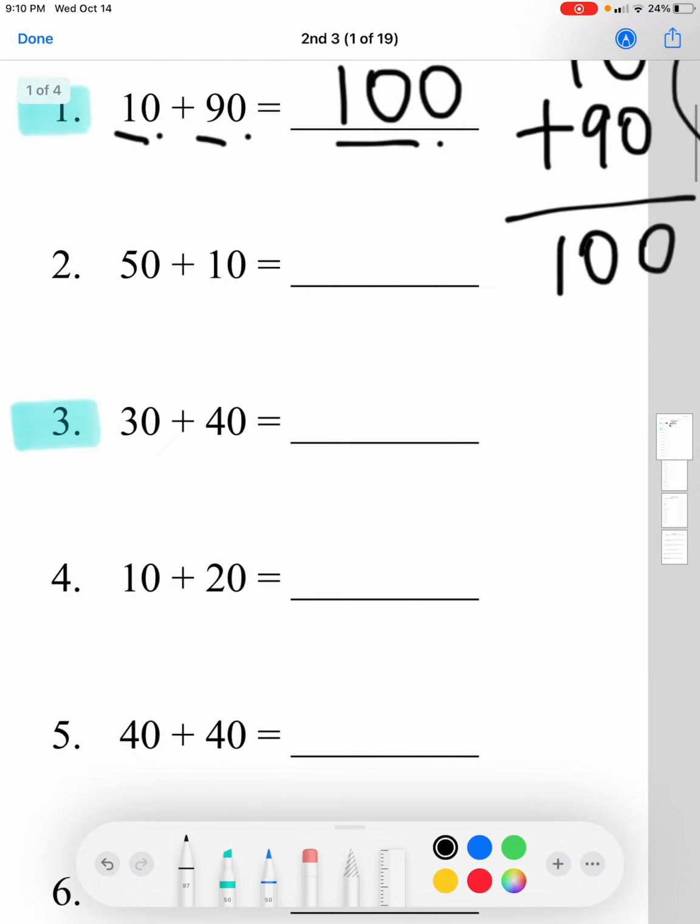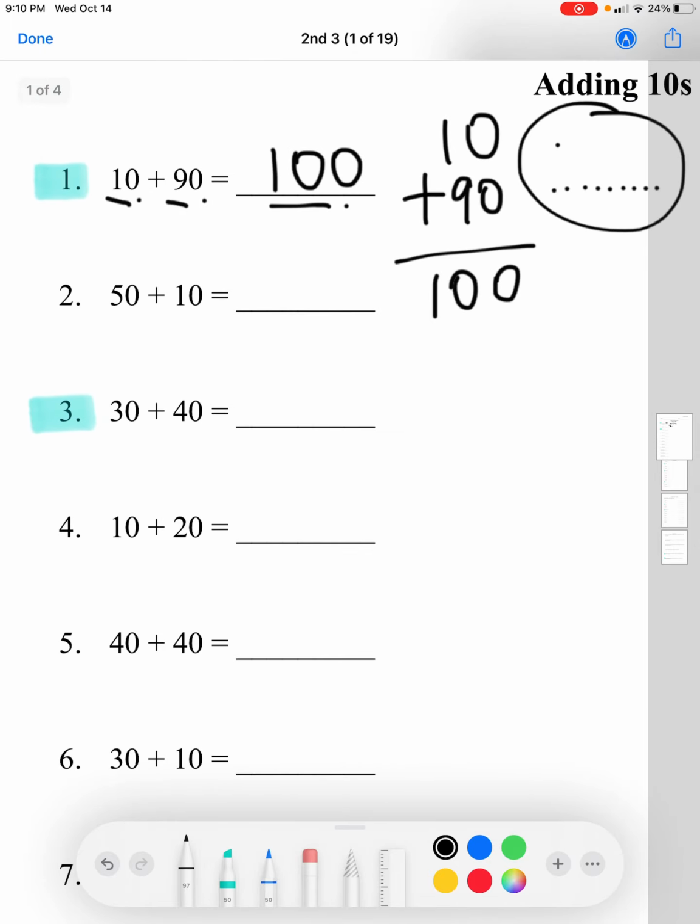Okay, so now we have number 3. It says 30 plus 40. We're going to be doing the same thing. 0 plus 0 equals 0, and then 3 plus 4, if you count or add, you'll find that 3 plus 4 equals 7. So 30 plus 40 equals 70.